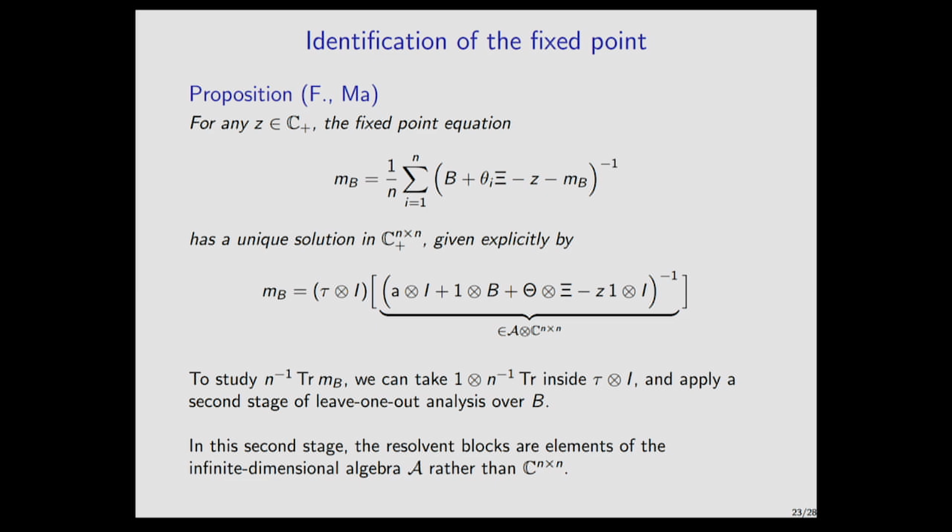If I now want to study the Stieltjes transform, in other words, if I want to take another trace of MB, I can first take this trace inside this tau cross I, and I can study the other partial trace and the other factor of this operator expression, right? And now I can apply a second stage of leave one out analysis inside this first trace over B. The only difference is that in the second stage, when I write out the blocks of the resolvent, each coordinate of the block is actually an element now of this operator algebra A. So it's an infinite dimensional object rather than an m by m matrix. But as long as the arguments that we use to do the analysis can hold in an infinite dimensional setting, we can use the exact same methods in the second stage to analyze the first stage.